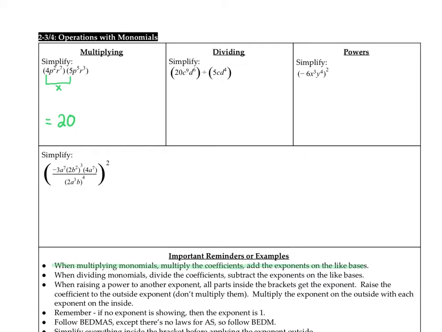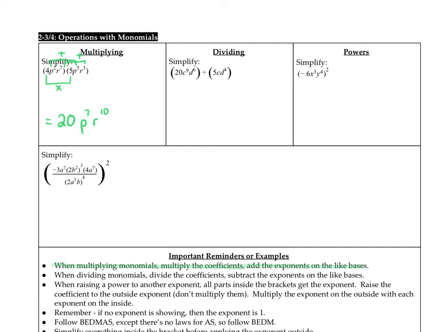Then for the p's, they have the same base, so an exponent of 2 plus an exponent of 5 would make it p to the 7. And for the r's, an exponent of 7 and an exponent of 3, when you add them, that's going to make an exponent of 10.